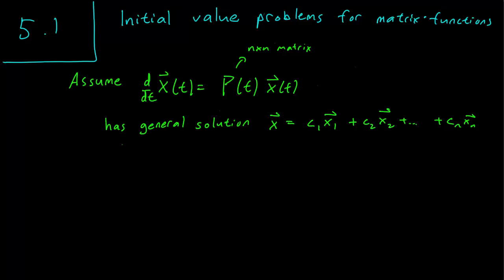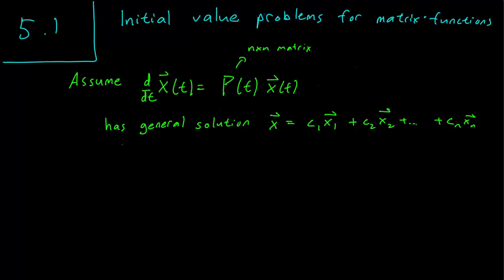Hello class, this is section 5.1 and we are going to discuss initial value problems for these matrix equations. So remember that our setting is that we have this equation where P is an n by n matrix and x arrows are going to be n vectors with n elements in them. And we discussed in a previous video that we get a general solution of this form. We have n linearly independent solutions, and x is of the form c1x1 plus c2x2 plus ... cnxn.